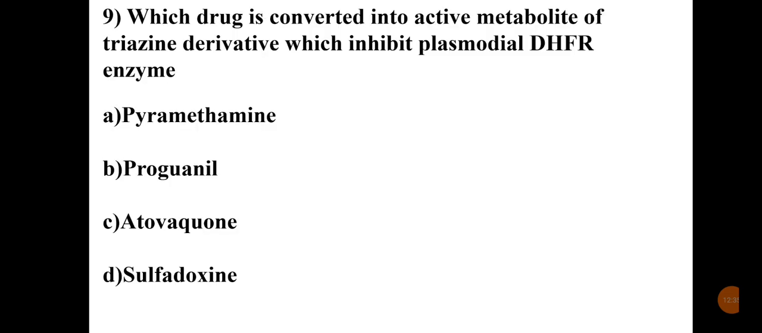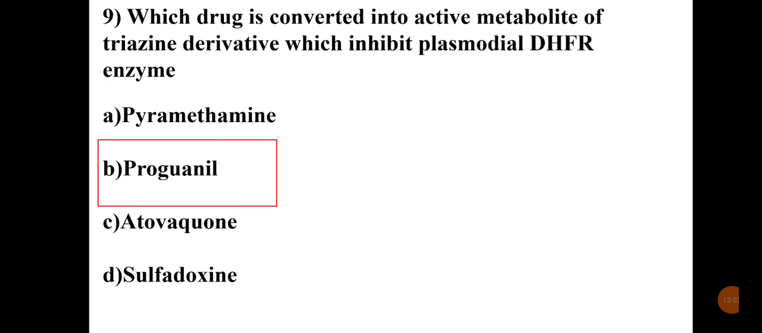Right? So in the next one: which drug is converted into the active metabolite, a triazine derivative, which inhibits the plasmodial DHFR enzyme? So what is DHFR? That is dihydrofolate reductase. So what are the options over here? Pyrimethamine, proguanil, atovaquone and sulfadoxine. So what is the answer here?